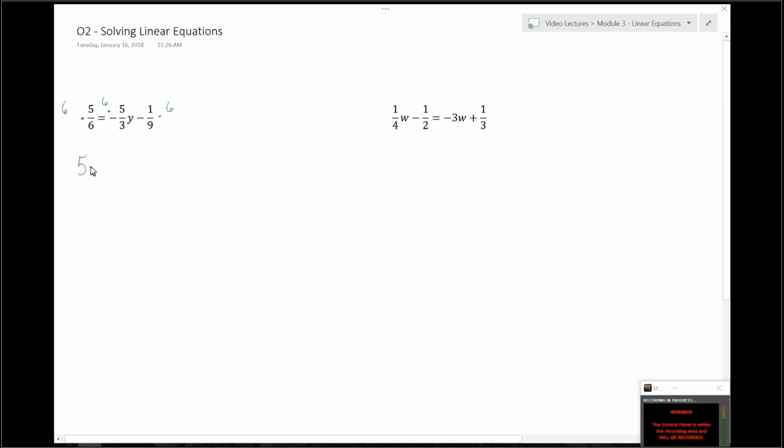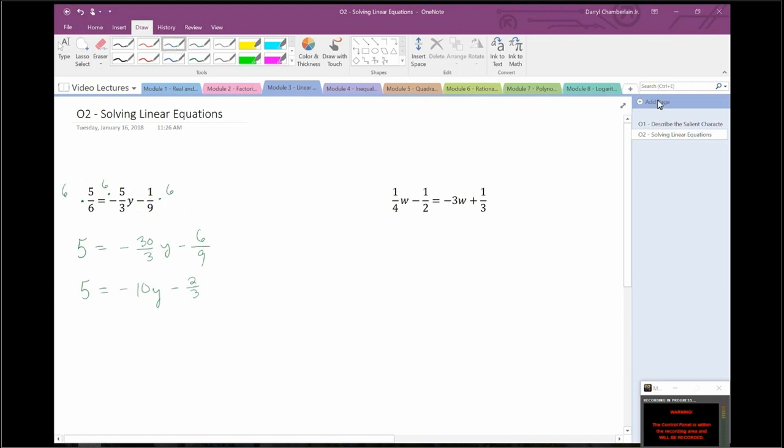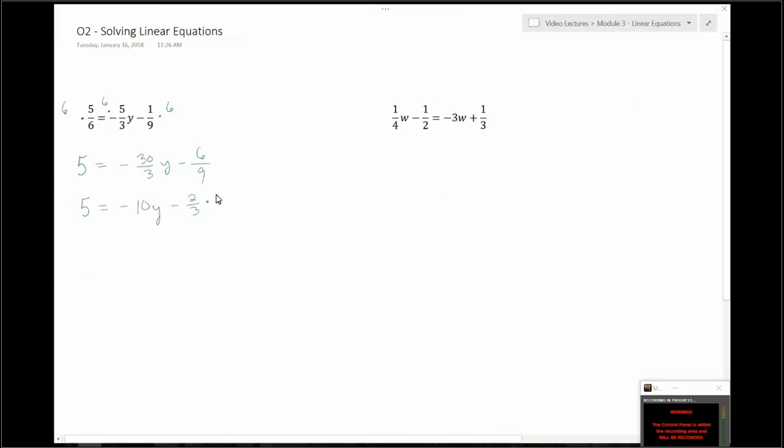And so if I do this, I get 5 minus, say, 30 over 3y minus 6 over 9. And then I can reduce. This is negative 10y, and this is 2/3. And now you'll see that I have this last fraction left, so I'll need to multiply again. So I'll multiply everything by 3.